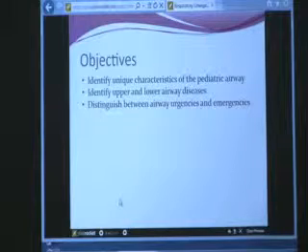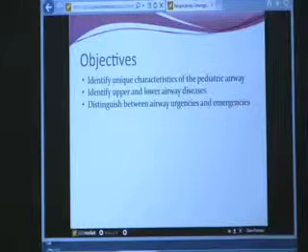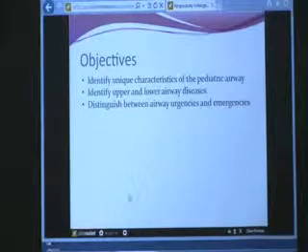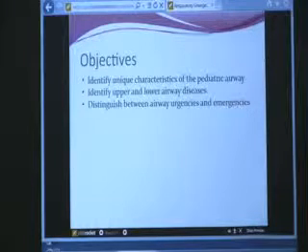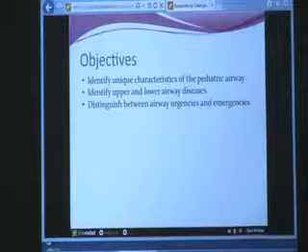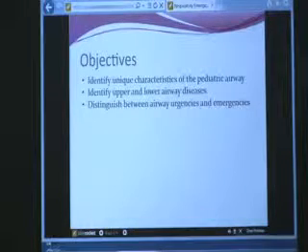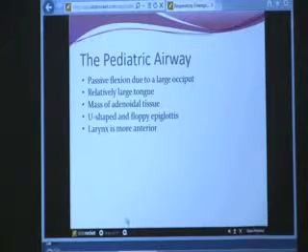Basically the goals are to identify the unique characteristics of the pediatric airway, how it differs from the adult, just to get you more comfortable, because I think everybody, when they hear a pediatric patient is coming in by EMS, especially in respiratory distress, gets anxious. We're always concerned about the airway, who's going to have to intubate this patient. So we'll talk about upper and lower airway diseases, and we'll distinguish between the emergencies and urgencies of the patients that you will see.